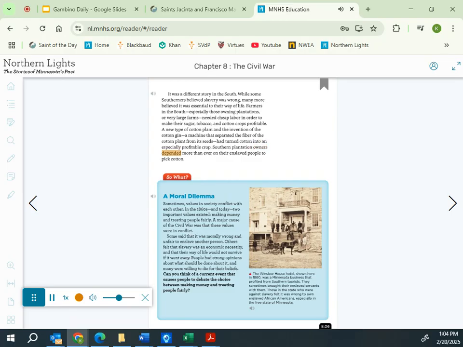Southern plantation owners depended more than ever on their enslaved people to pick cotton. So we saw what the majority in the North thought, but was that what everybody in the North thought? No. Now, this paragraph is telling us what a lot of people in the South thought, but not everyone. It does say some Southerners believed slavery was wrong, but many more believed it was essential in their way of life. Okay, so you're going to put down the major differences that the majority of people in the North thought, the majority of people in the South thought.